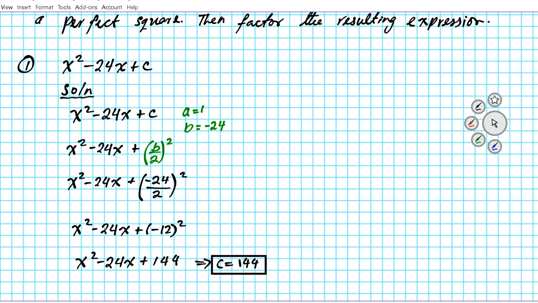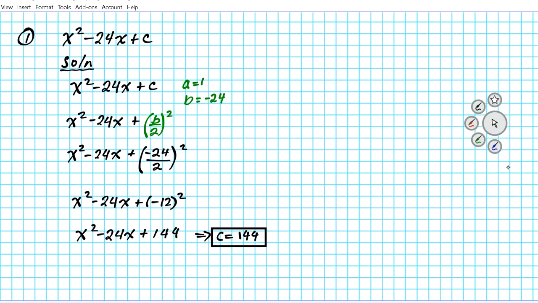Alrighty, now let's go ahead and factor. Factoring perfect square trinomials is pretty straightforward. What you do is you square root the first and the last term and bring down the middle sign. So your factored state is going to be x minus 12 quantity squared.